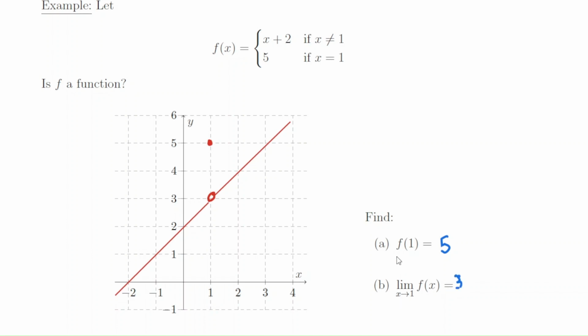Well, notice the limit as x approaches 1 of f of x was not the same thing as f of 1. f of 1 was 5. The limit, though, was 3. So these two things are not the same. They're not asking the same thing. This is asking how is f defined at 1. This is asking how is f defined near 1, but not equal to 1.